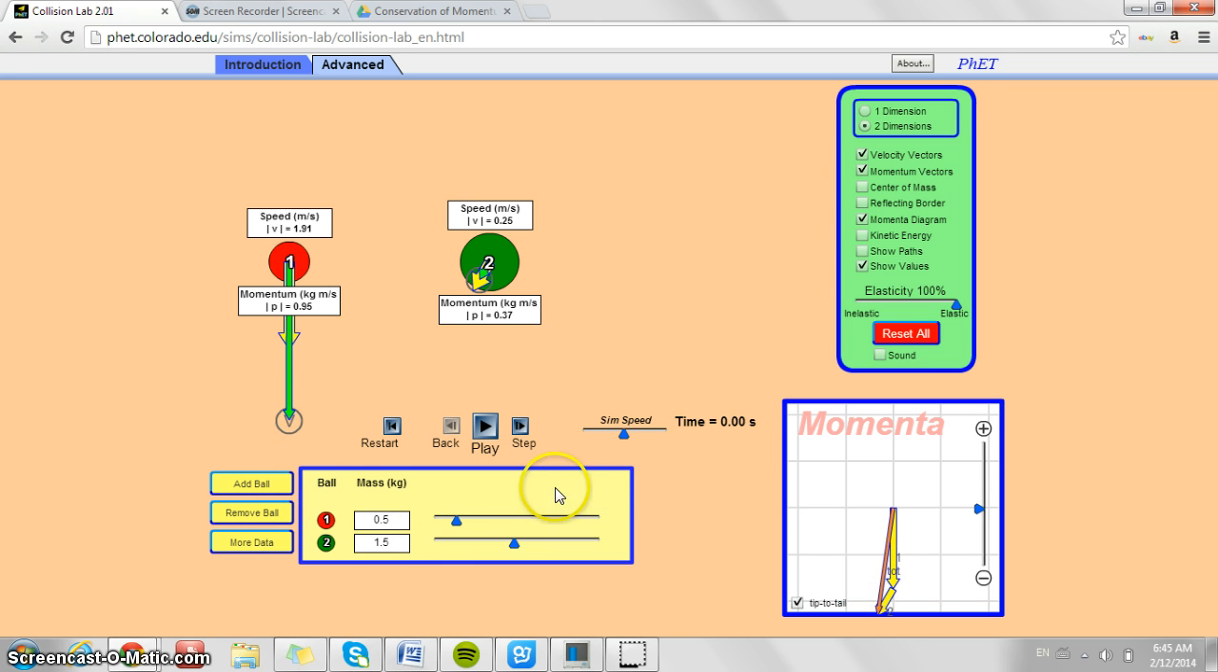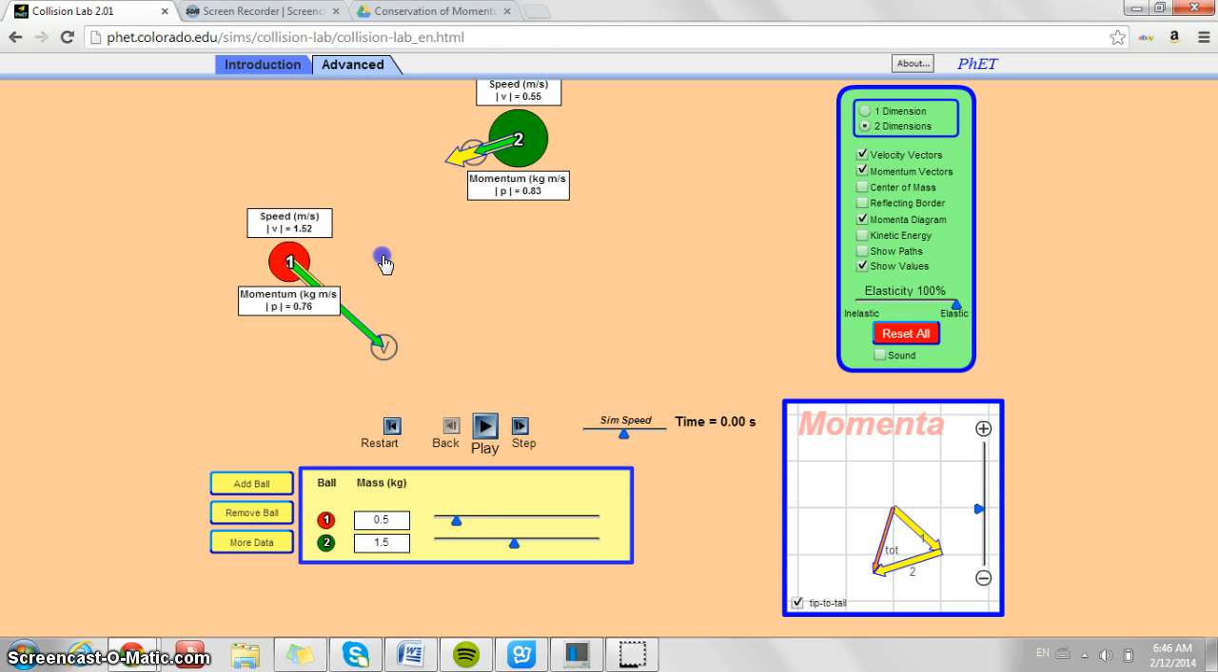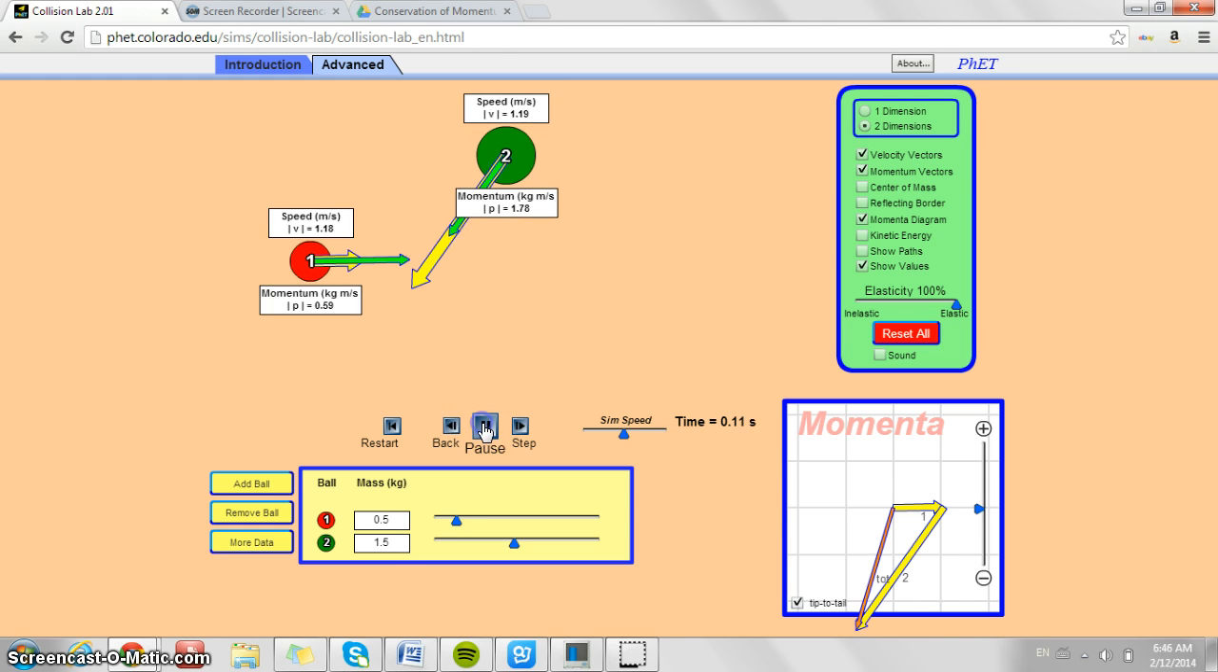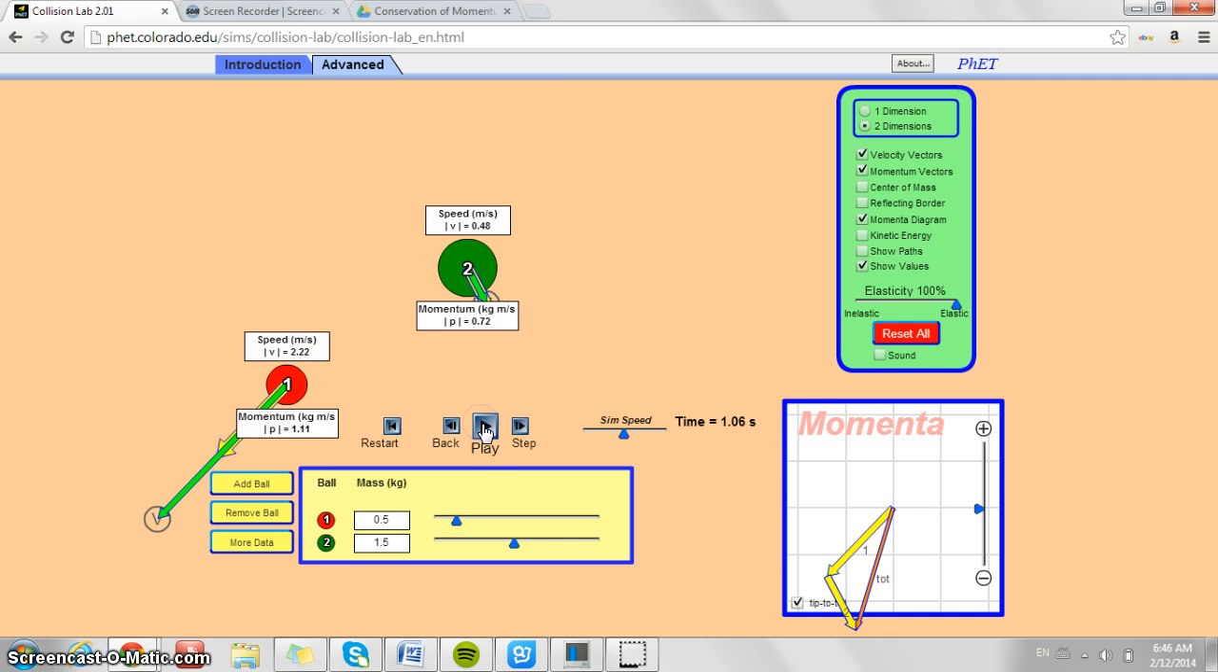And let's just do that again, and let's look at the momentum diagram. Just take note of the orange vector. The total momentum did not change. It stayed put, stayed the same. But the momentums for each mass, those did change.